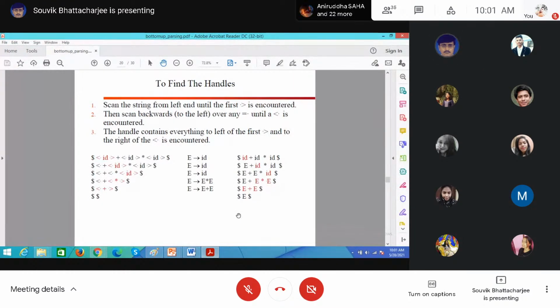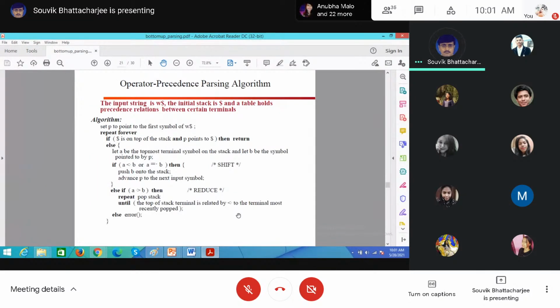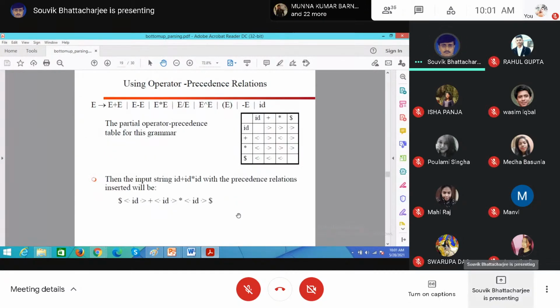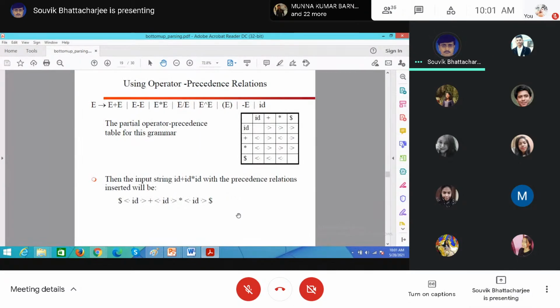Okay. Now you just see, that is to find the handle. This is the first one. Then what is the algorithm for the operator precedence parsing? Input string ends with $. That means $ is your end of string marker, and the initial stack contains $. And a table holds the precedence relations among the terminals, like the ones we have seen, the table holding the precedence relations among the terminal symbols.